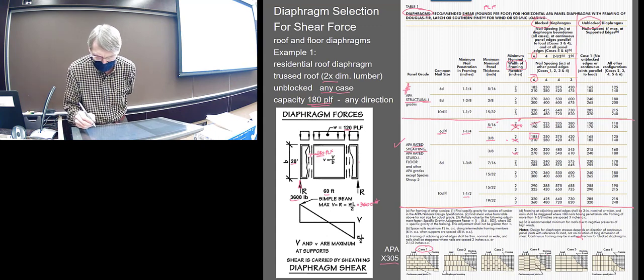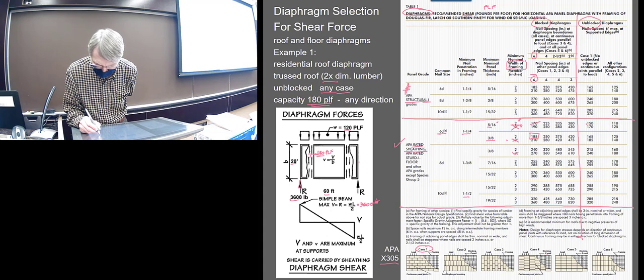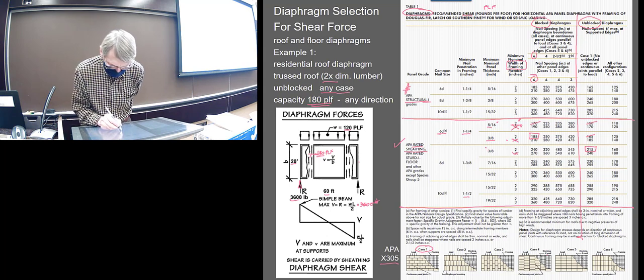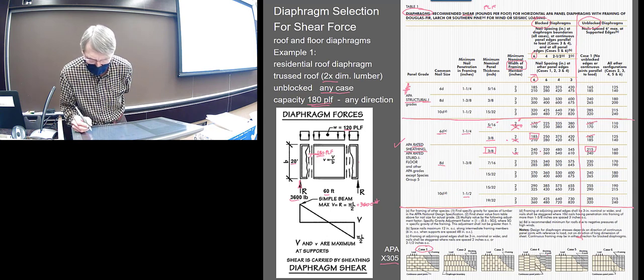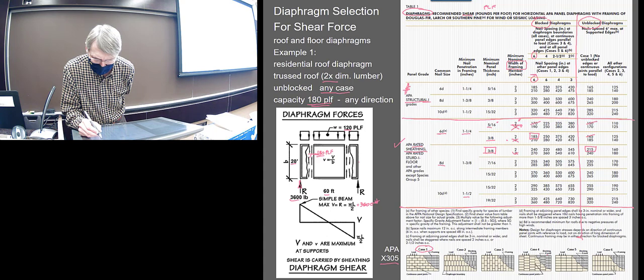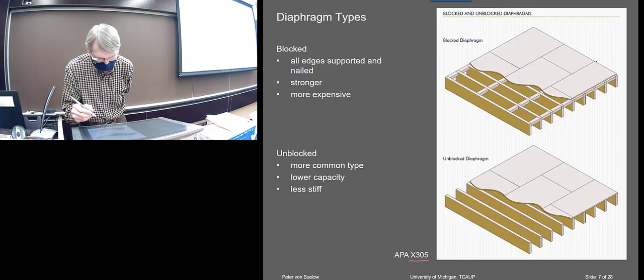Okay, and if I did it unblocked, that's what I was going to do originally. Okay, this fails, this one would pass. So you can see the unblocked. It's actually also 3/8, but I have to use a bigger penny nail, a heavier nail, and this is case 1.